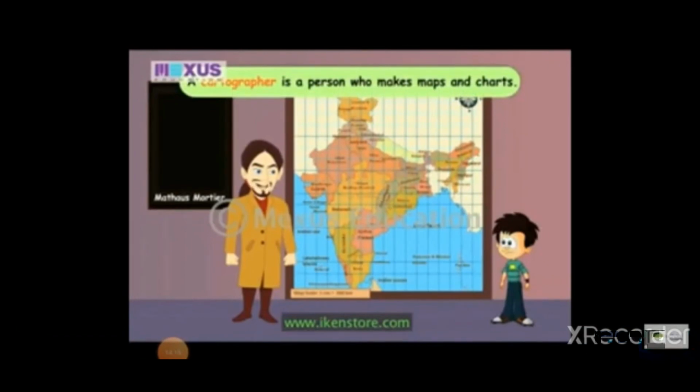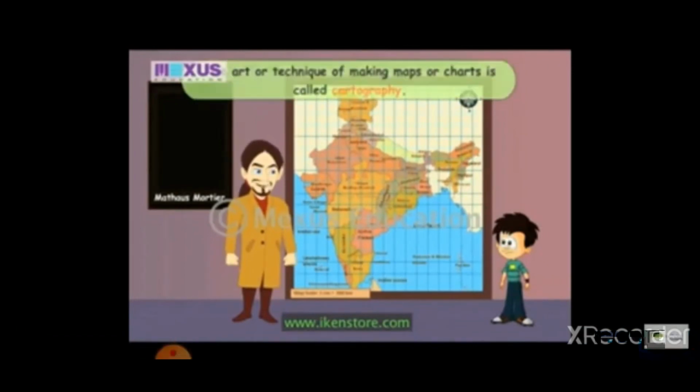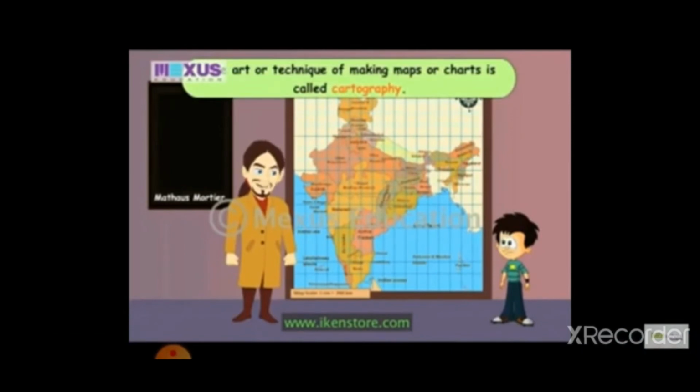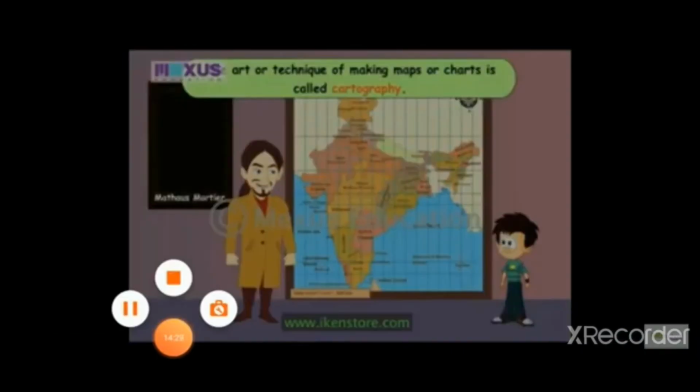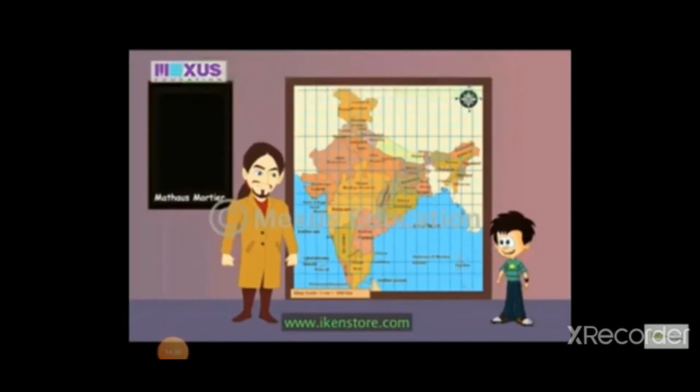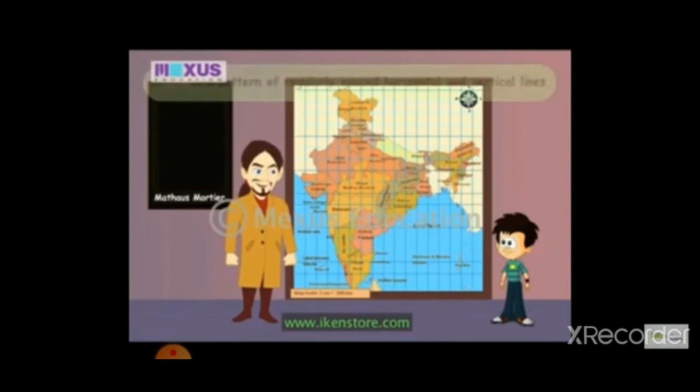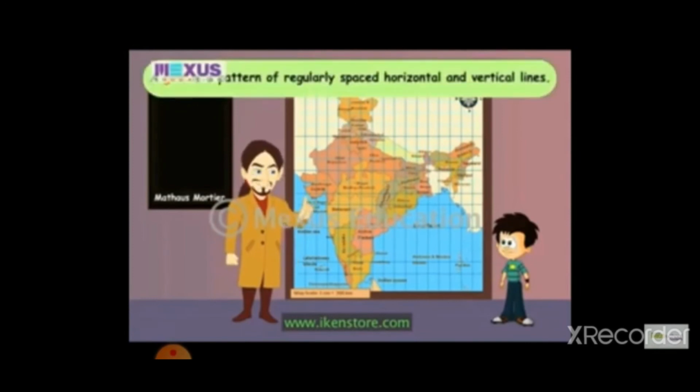Well, a cartographer is a person who makes maps and charts. And the art or technique of making maps or charts is called cartography. Wow! Did you make this map? Yeah, I made this map. Super cool! Hey Matt, why are there so many squares on this map? Oh, these? Well, this is a grid. Matt, what's a grid? JC, a grid is basically a pattern of regularly spaced horizontal and vertical lines.